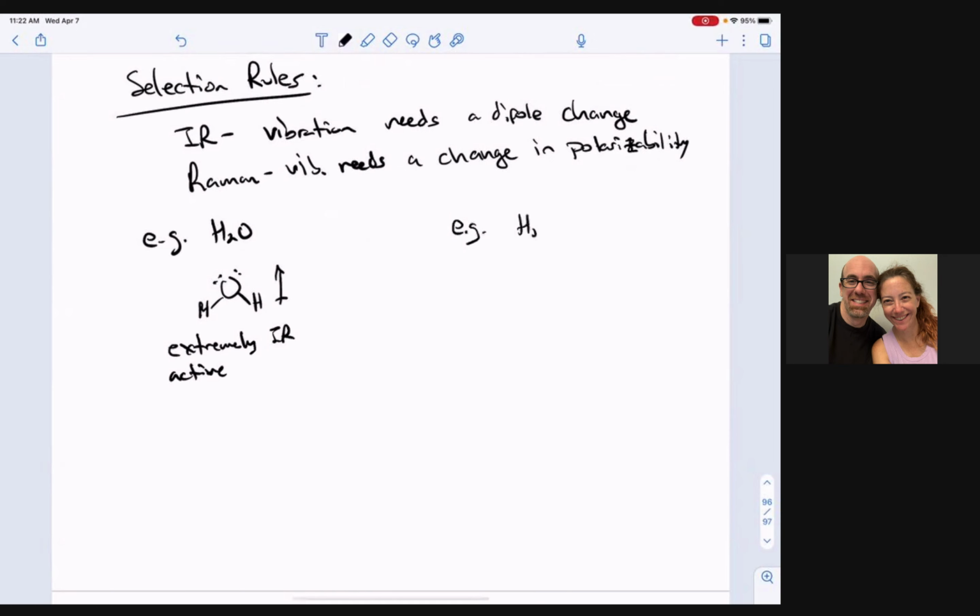Let's look at a simpler molecule. Hydrogen, the simplest of all molecules, right? It's got one bond. How would you describe its dipole? Well, I mean, it's a covalent bond, but how would you describe the dipole of that molecule? Say it louder.